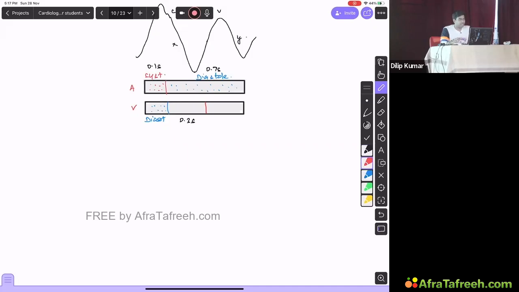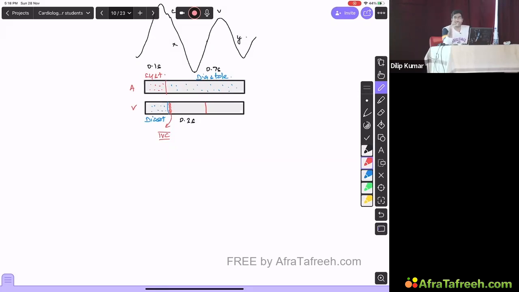So when you talk about ventricular systole, the initial part of the ventricular systole is called what? Isovolumetric ventricular contraction. That is the initial part. So why is it called isovolumetric ventricular contraction? Because during that time, the ventricles will contract, but both the tricuspid and aortic valves will be closed. Obviously, during ventricular systole, the tricuspid and mitral valves will close. There's no doubt. And after some time only, the aortic and pulmonary valves will open.